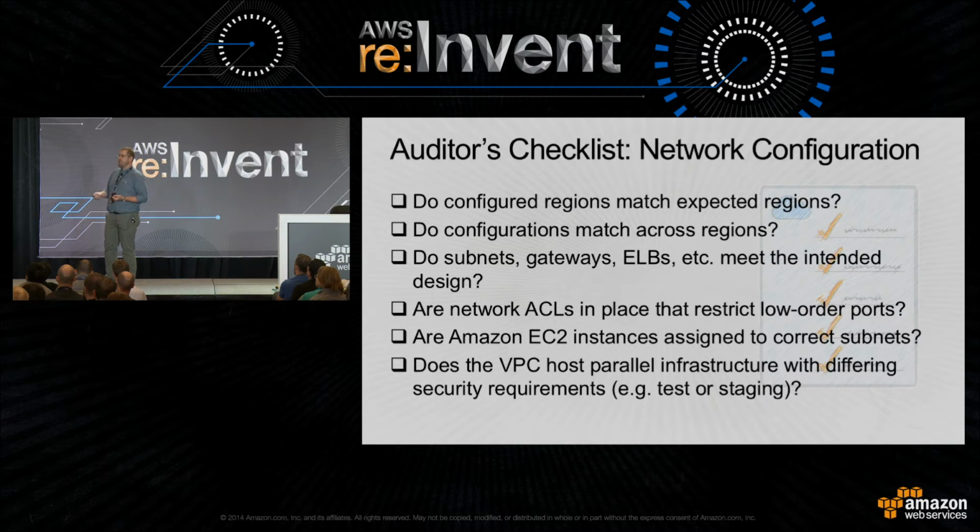Do your different network technologies meet your intended design? And do you have your network ACLs in place? And finally, if you're hosting parallel infrastructure within your VPC, have you thought through what the different levels of access are going to mean? And can I get in through a test system and pop your production network?